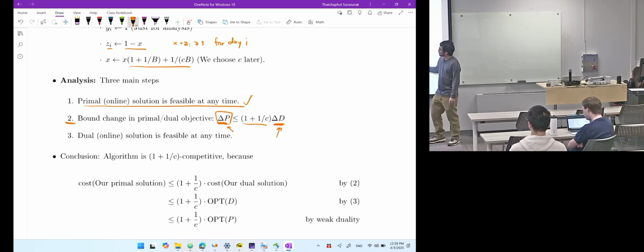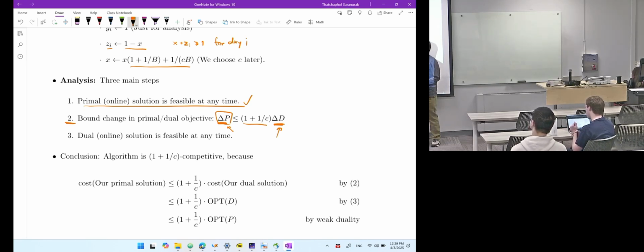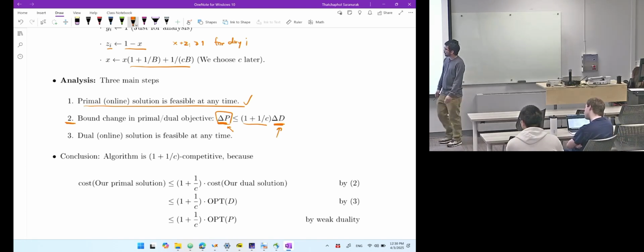But now, if our dual solution is feasible, it's a valid solution, then the dual solution of this packing problem is going to be at most the optimal packing value, the optimal dual value. This is true if our dual solution is feasible. And then by weak duality, OPT of dual is at most OPT of primal.